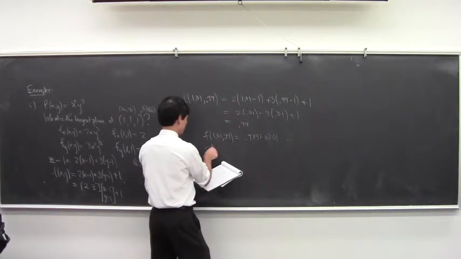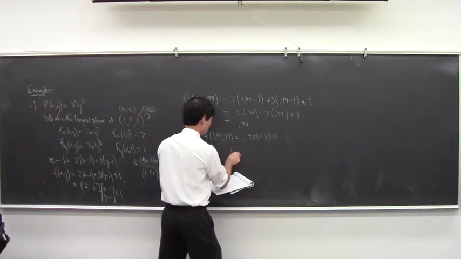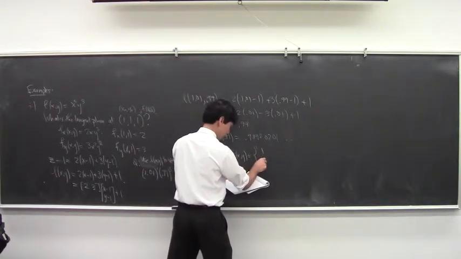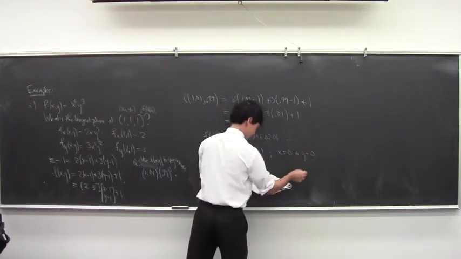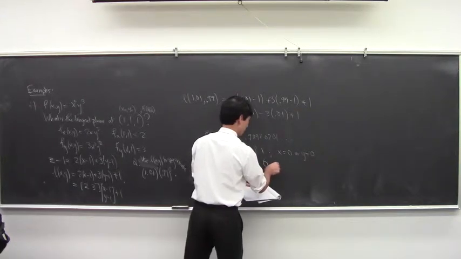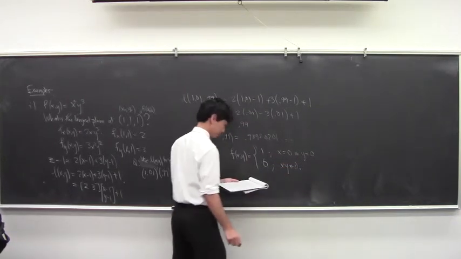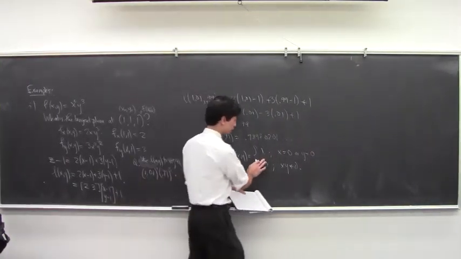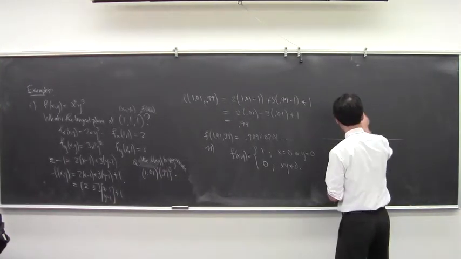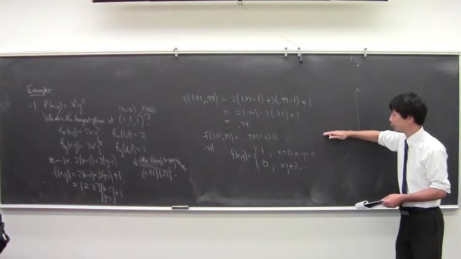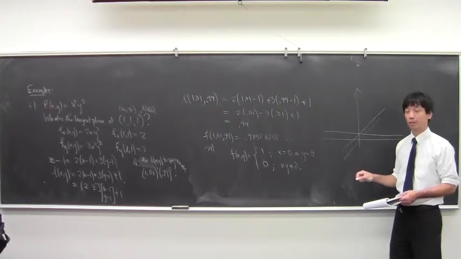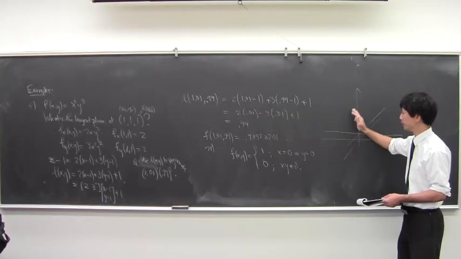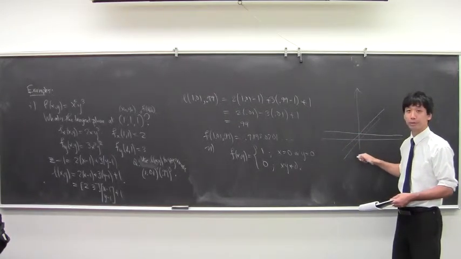Okay, so number 2, say, f of x, y is, say, 1 if x is 0 or y is 0, and it's 0 if x, y is not 0. Okay. So here's the function. What does it look like? It takes the value 1 above the axes. Whenever x is 0, it takes the value 1. Whenever y is 0, it takes the value 1. And everywhere else, it's 0.